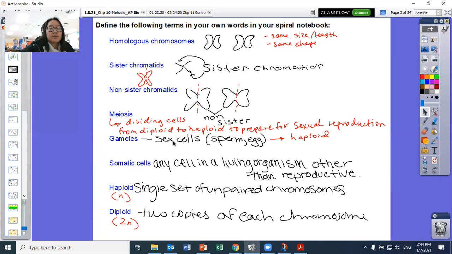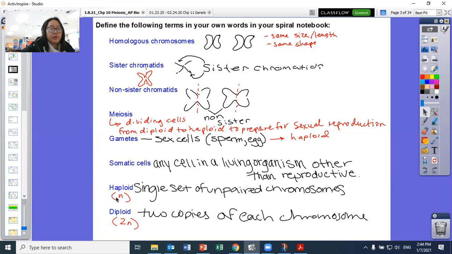Gametes refers to sex cells. So in humans, and in most eukaryotic organisms, that would be sperm and egg. And they are all haploid. Haploid, aka half, aka containing half the number of chromosomes. Somatic cells are any cell in a living organism other than the reproductive cells. So the other general term we use for somatic cells is just body cells.